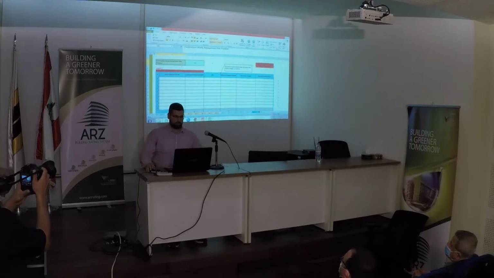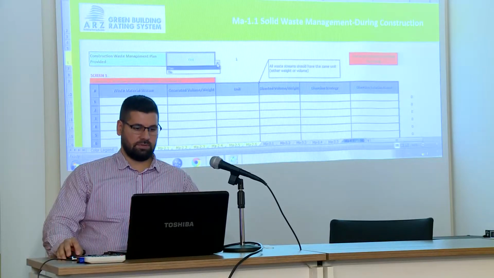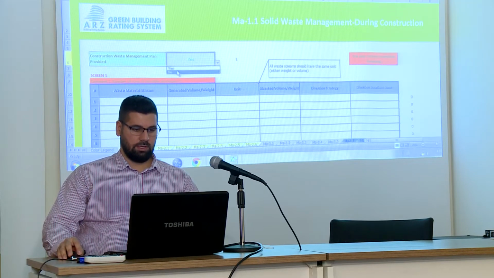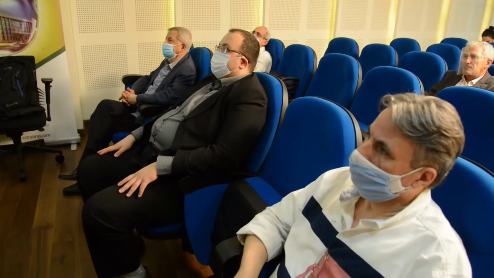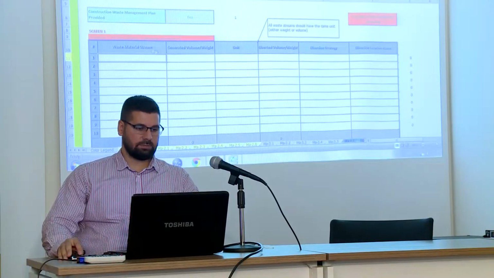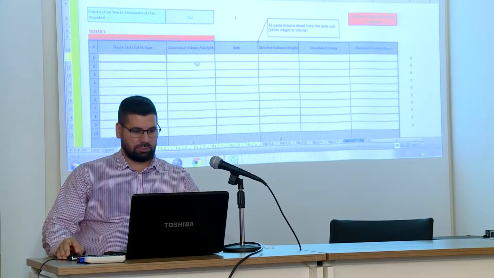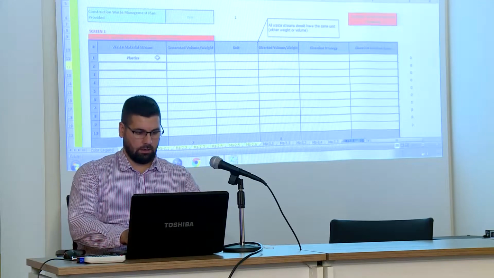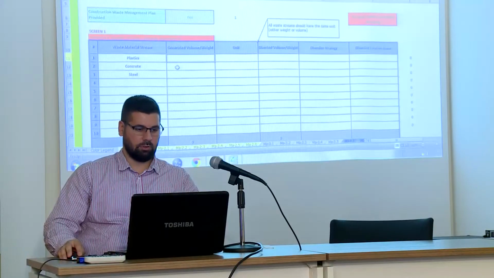In this calculator, first we have to say if there is a construction waste management plan implemented or not, yes or no. If it is no, we cannot apply for this credit. For this criterion, we have to say yes. After that, we have to specify the waste material streams. What we mean by waste streams is, like plastics, for example, concrete, steel. So whatever waste comes from the construction works is considered a stream.